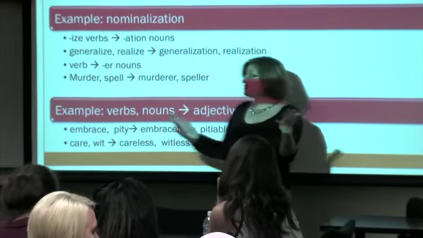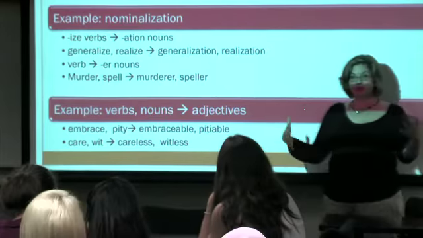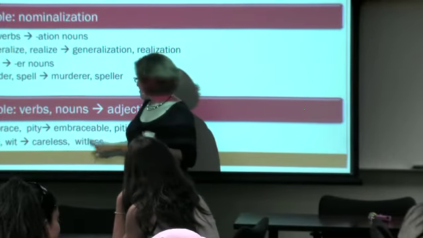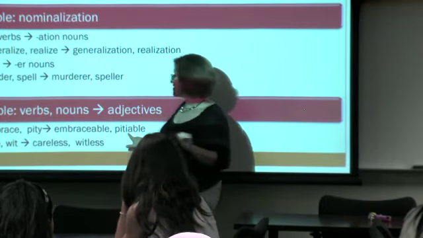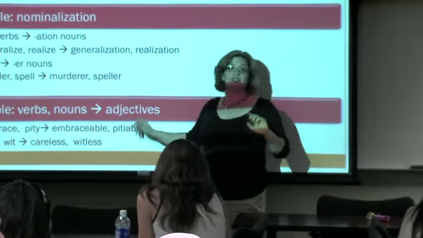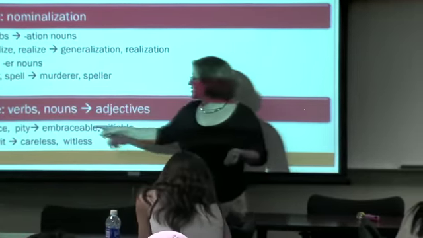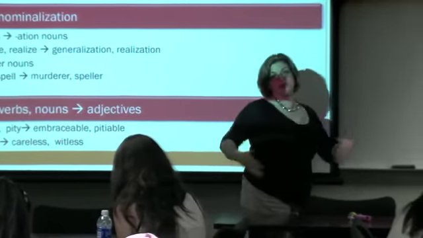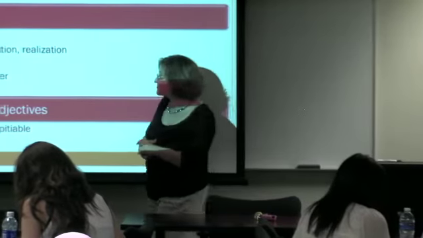So tormentable. My daughter thinks I'm very tormentable. She likes to torture me. But yeah, so you know that pitiable is an object of pity. Embraceable, this is an object you can embrace. Torment, this is an object or a person you can torment.